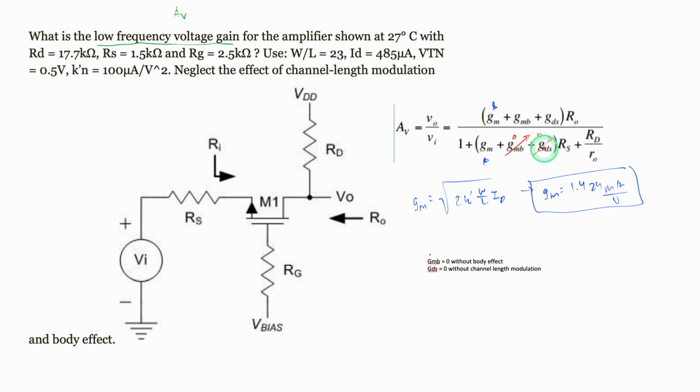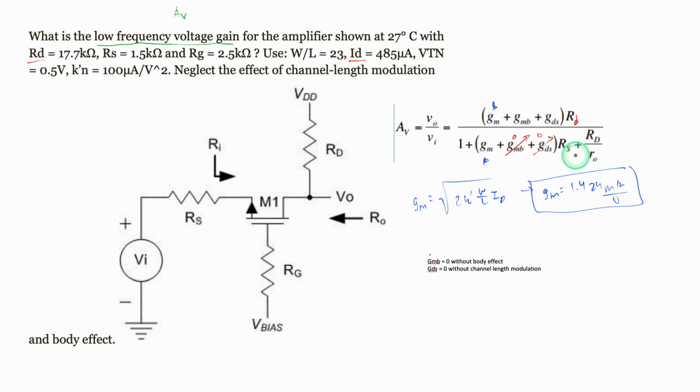We are given our R naught, and because we're solving for ID, R naught is going to be our RD. So R naught is really RD. Plug in 17.7 times 10 cubed. We plug in the RS, which is 1.5 times 10 cubed, and then our RD, which is 17.7 kilo ohms. And then we are also going to plug in our R naught, which should be our RD.